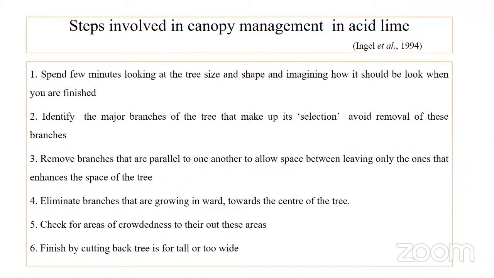Next, check for areas of crowdedness where the branches are crowded and light interception is not penetrating. In those regions, you can remove those branches also. Finish by cutting back trees that are too tall or too wide. That is also one of the operational steps involved in canopy management in acid lime.